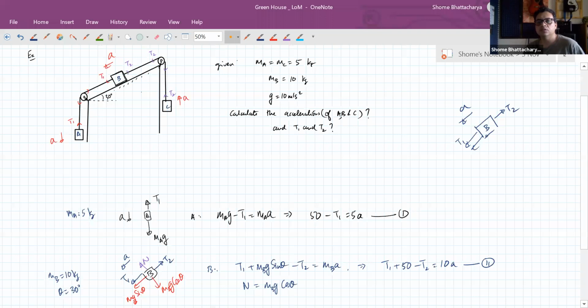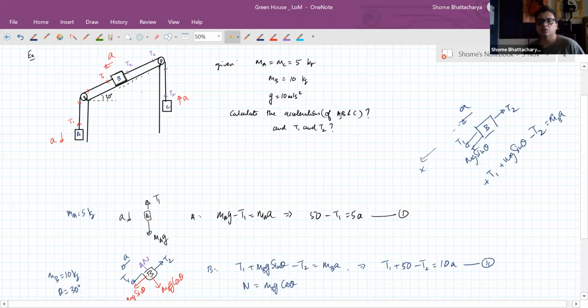What is the net force? It is the force along the acceleration. So what is the x-axis we are taking? This is the x-axis we are taking. So mg sine theta and T1 are driving the acceleration. T2 is acting in the opposite direction. So that is why T1 and mg sine theta will come with a positive sign, whereas T2 will come with a negative sign because it's opposite to the direction of net force. So you have to understand all this by now.